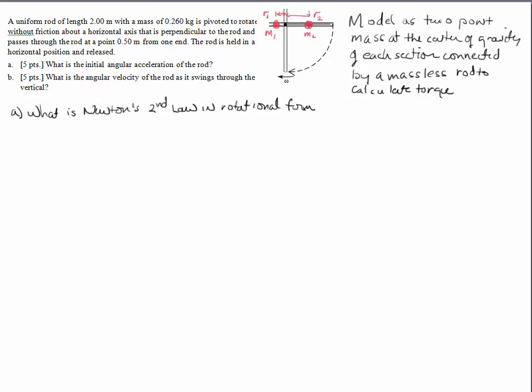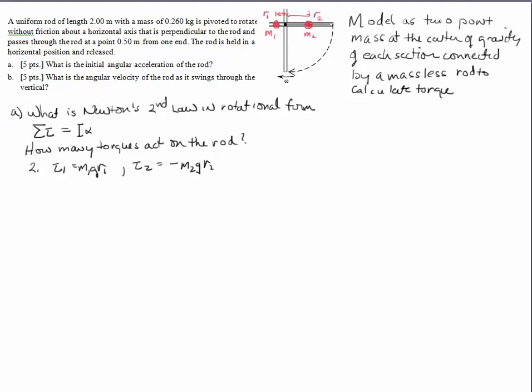Now, what is Newton's second law in rotational form? Well, we know that that's the net torque is equal to the moment of inertia times the angular acceleration. And how many torques act on the rod? Well, there are two torques. One is the torque from gravity acting on the left side of the rod, and the other is the torque from the force of gravity acting on the right side of the rod.